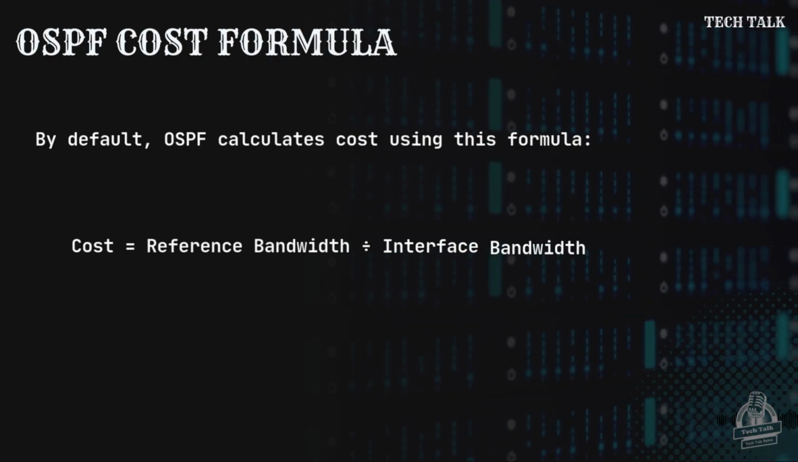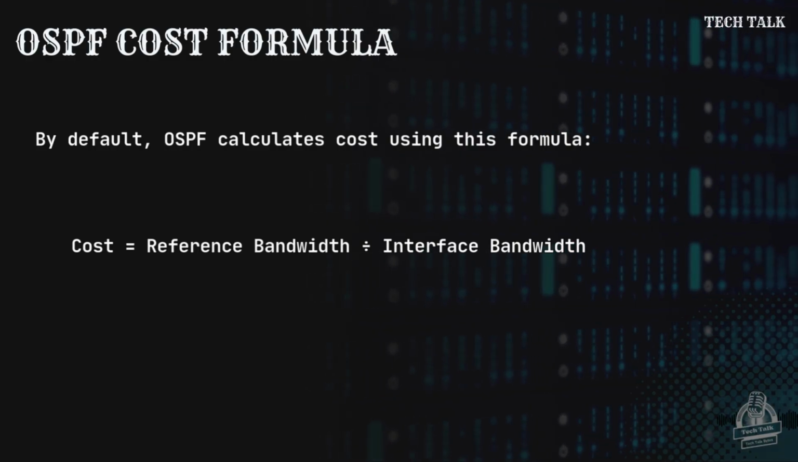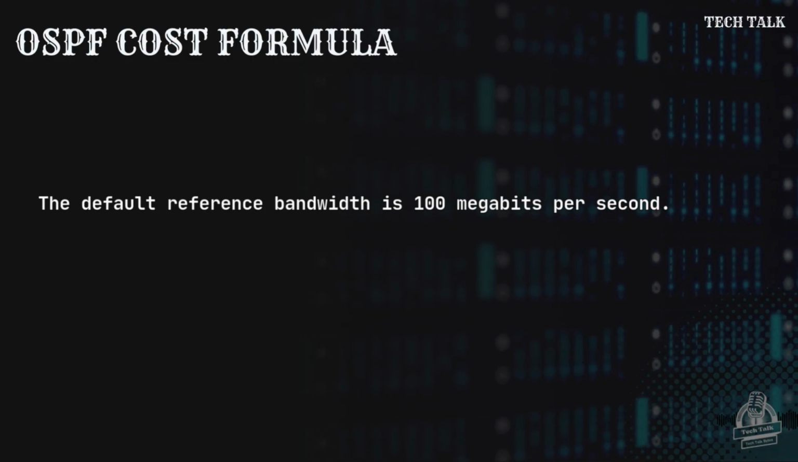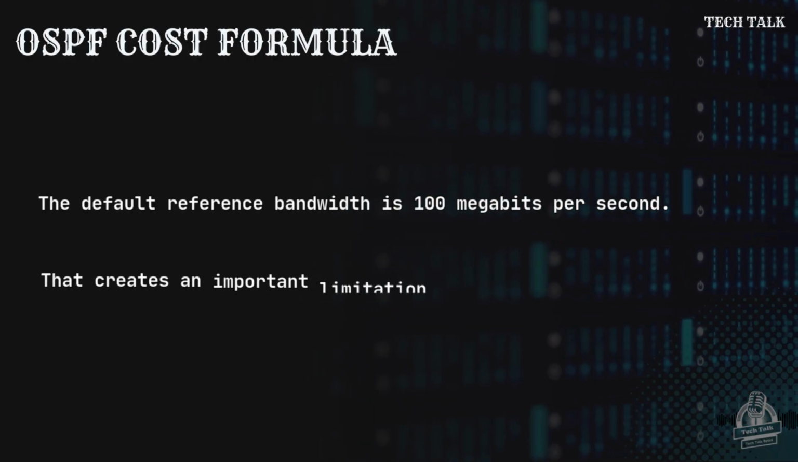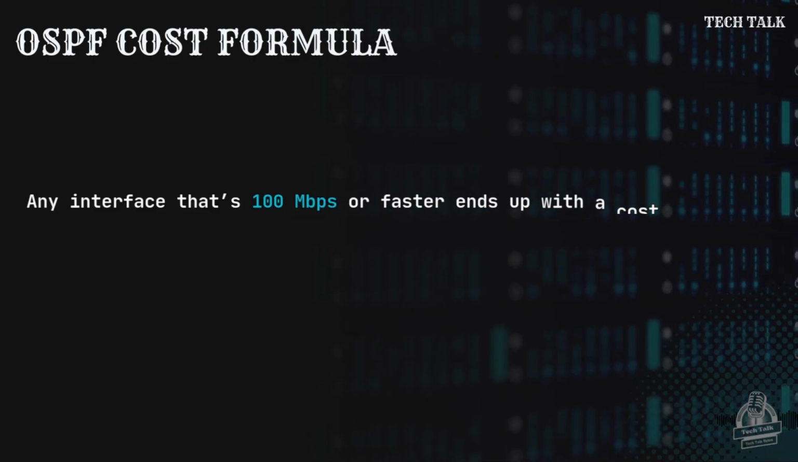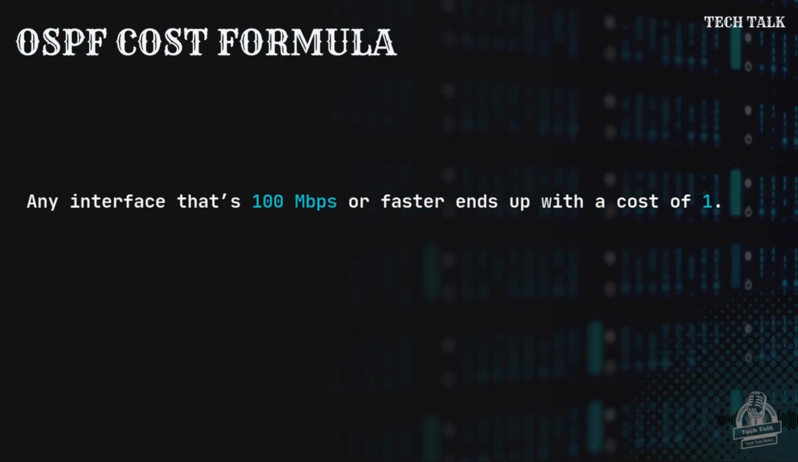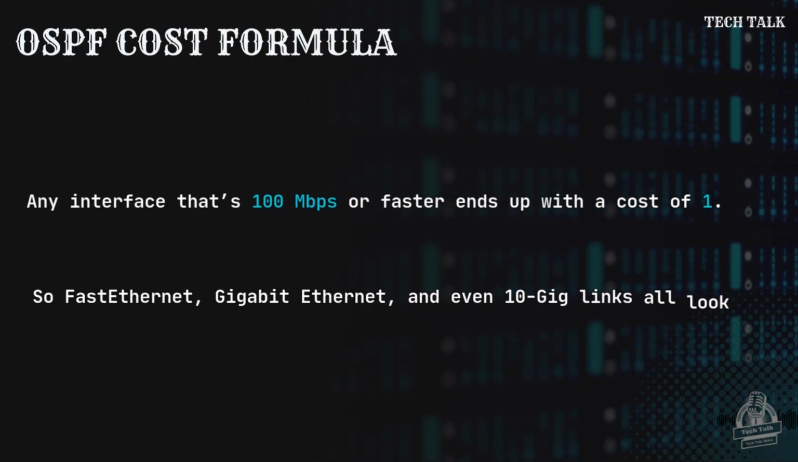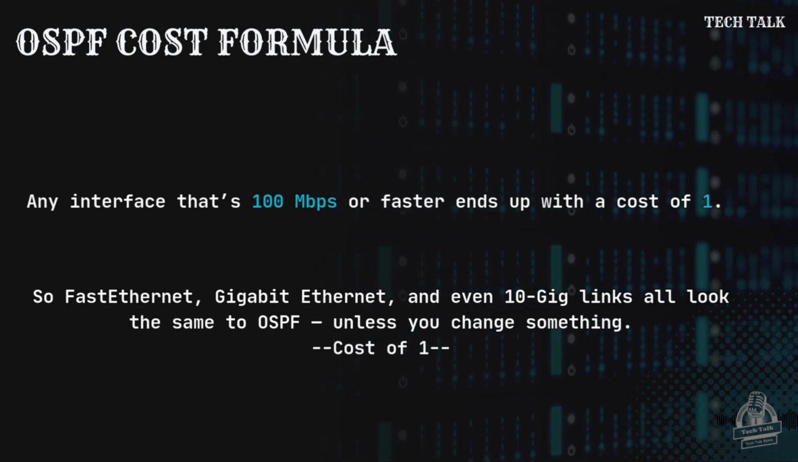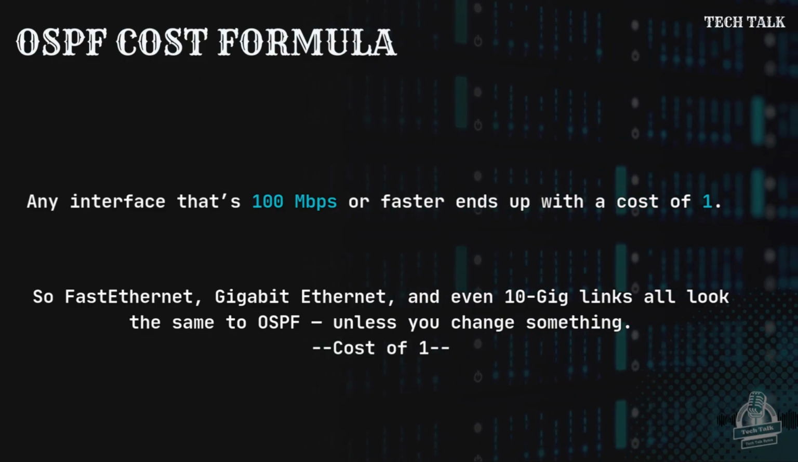By default, OSPF calculates cost using this formula. Cost equals reference bandwidth divided by interface bandwidth. The default reference bandwidth is 100 megabits per second. This creates an important limitation. Any interface that's 100 megabits or faster ends up with a cost of 1. So Fast Ethernet, Gigabit Ethernet, and even 10 gig links all look the same to OSPF, unless you change something.